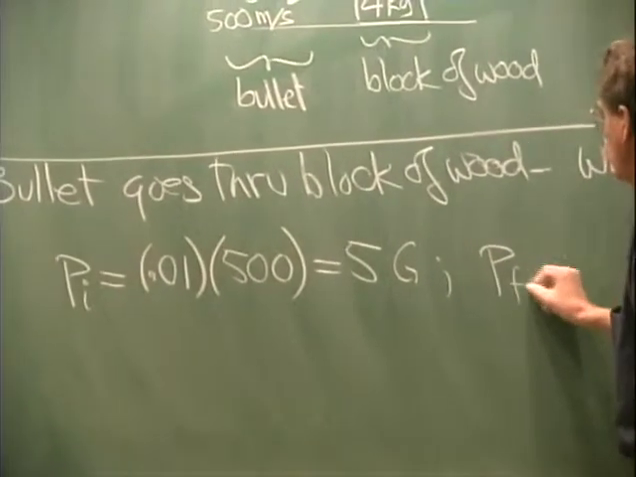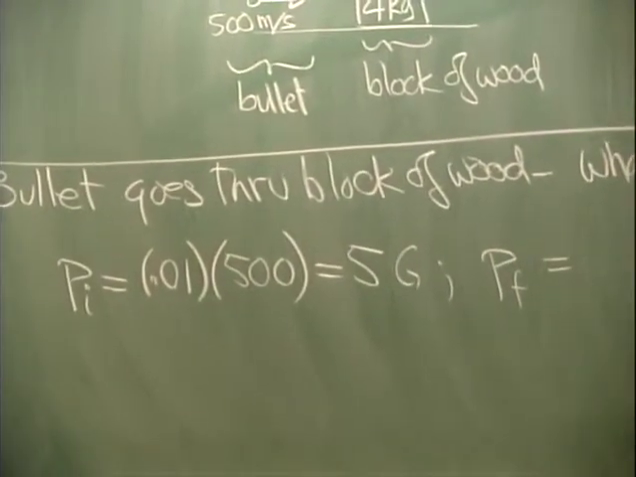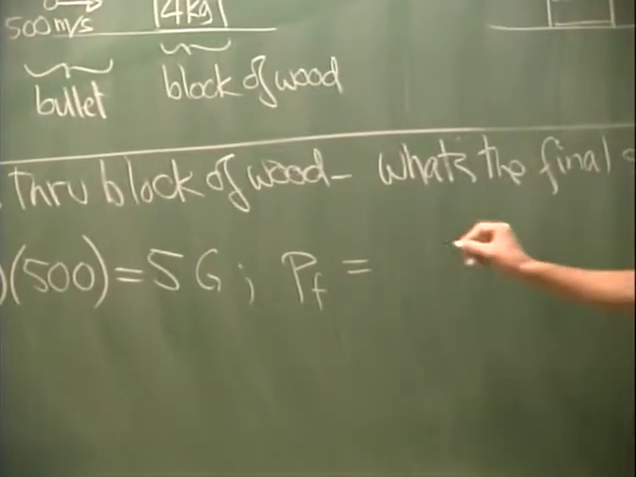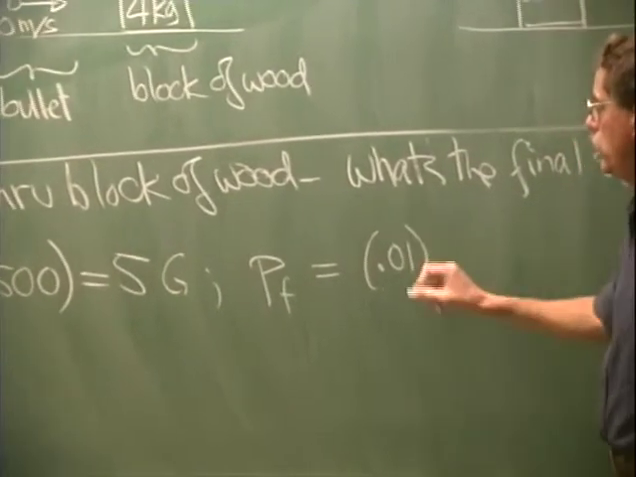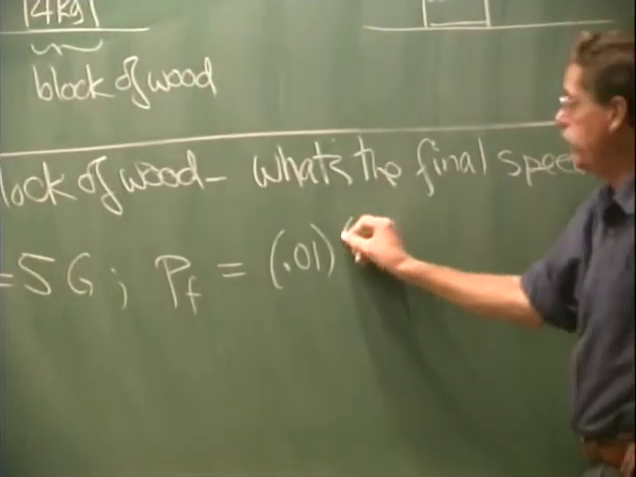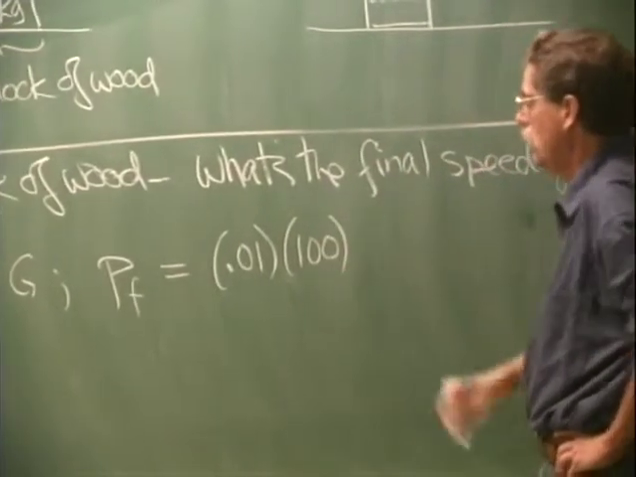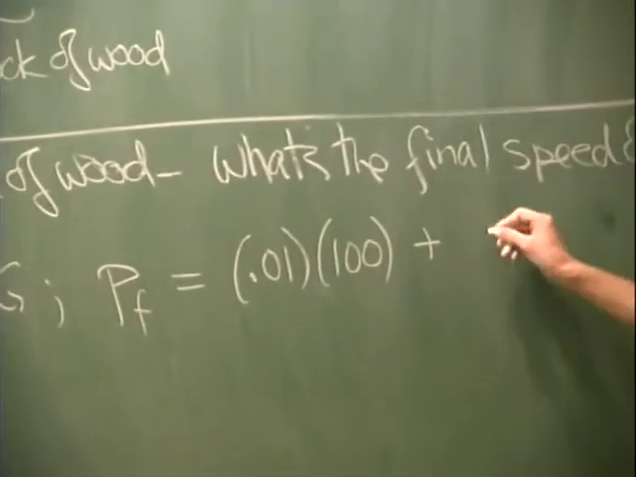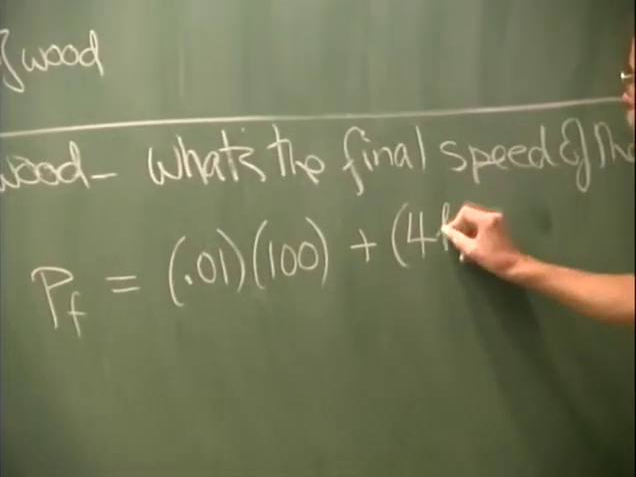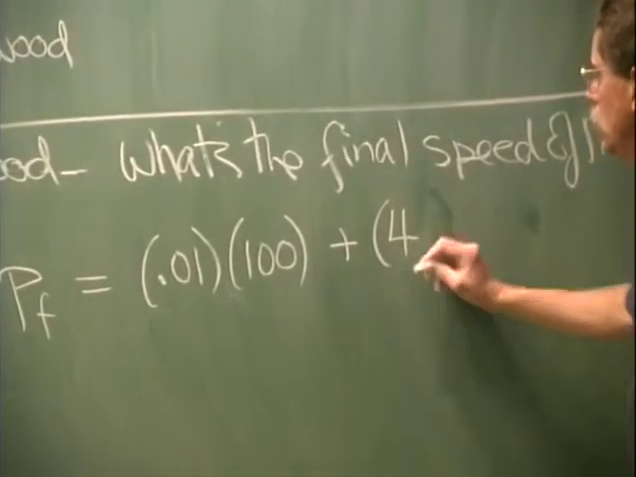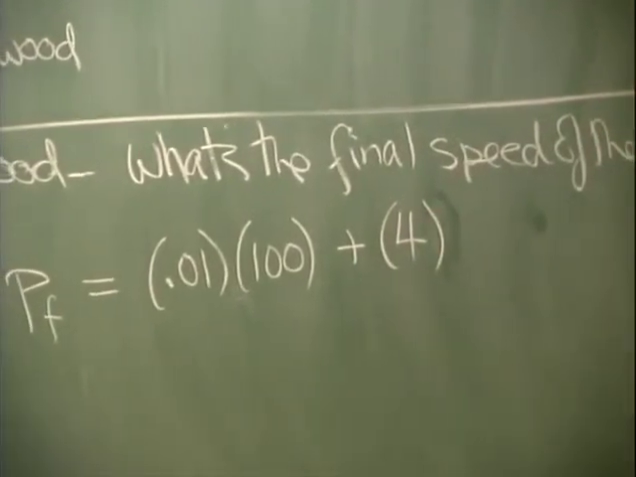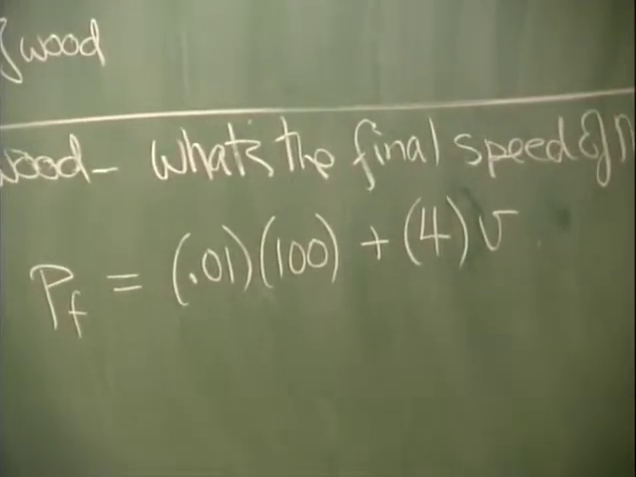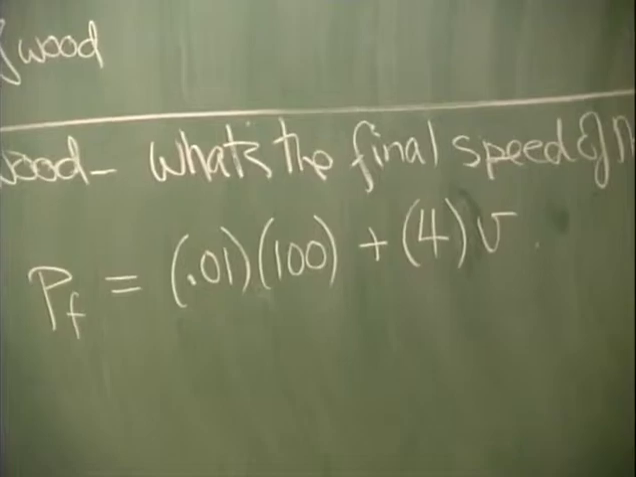P afterwards, what is that? Well, I've got the bullet, 0.01, and it's now going at 100 meters per second. But I've also got the block, 4 kilograms. I'm not putting the units here, so 4, and it's going at a speed v that is my business to find. See how it goes?